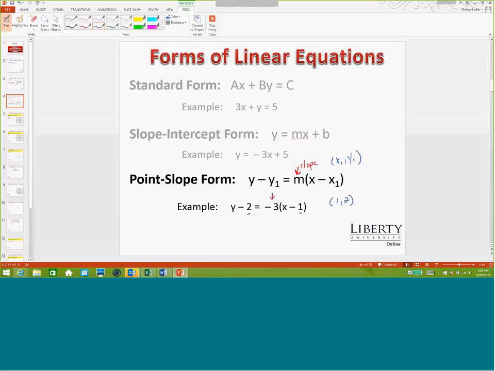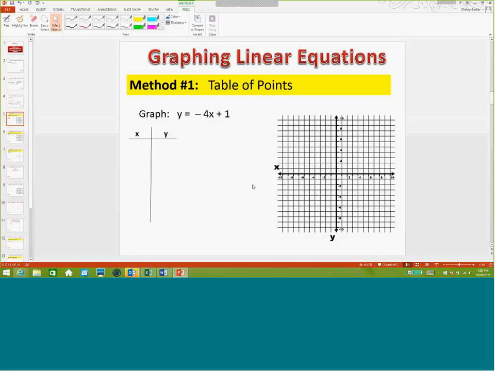Remember, in point slope form, you're going to subtract the y coordinate, and in parentheses on the right, you're going to subtract the x coordinate. So be careful of your signs. All right, let's put these into practice.